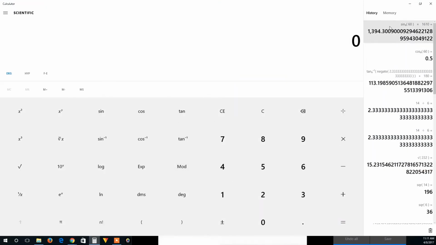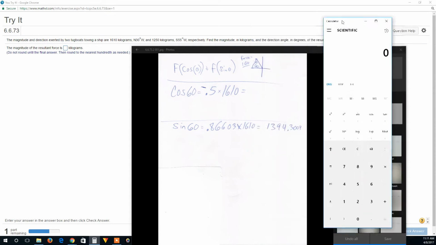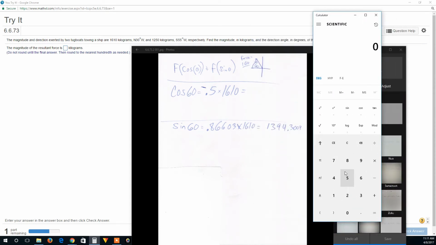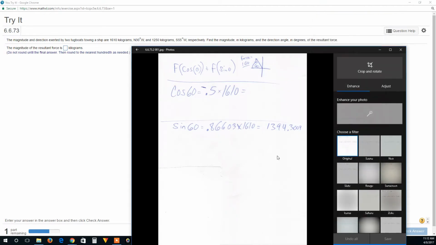We'll just pull out the calculator. I can even shrink it down here. I'm just looking at 60 cosine, and I got to make it negative, times 1610. That's negative 805, a nice whole number there. And with the other situation, it was just 60 sine times 1610. And that's where the 1,394 came from here. Now let's try the second angle.